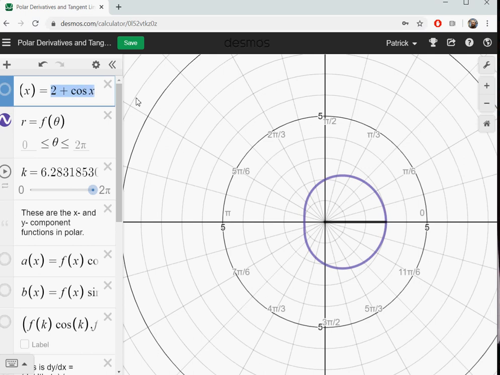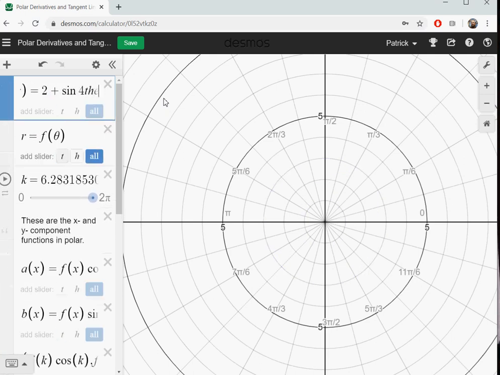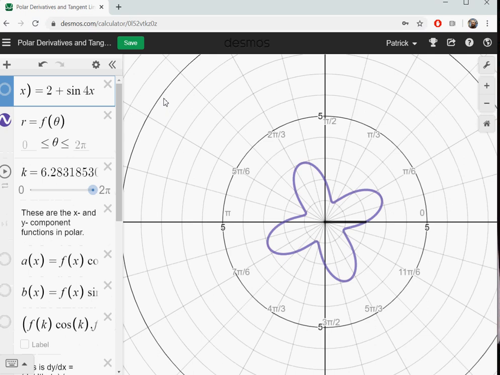Or if we look at another example function, something like 2 plus sine of 4 theta, here we get some more interesting behavior. The distance to the pole is increasing. Now it's decreasing. It bottoms out. It's increasing, decreasing, and it bottoms out. Increasing, maxes out, decreases, bottoms out, and so on. So when you solve, say, dr d theta equals 0, you're going to find these extreme values. This is a minimum for r.